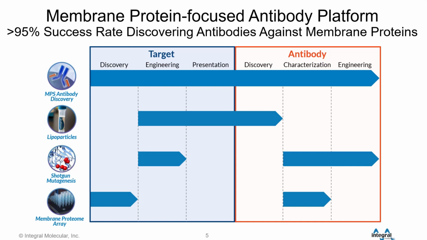Next, we also offer Shotgun Mutagenesis epitope mapping services. Our epitope mapping results in very high-resolution epitopes, even for conformational antibodies on complex proteins. If you'd like to learn more about any of these other technologies, feel free to check out our website or get in touch with us after the webinar. But for today, for the webinar, we're really going to focus on the membrane proteome array service.